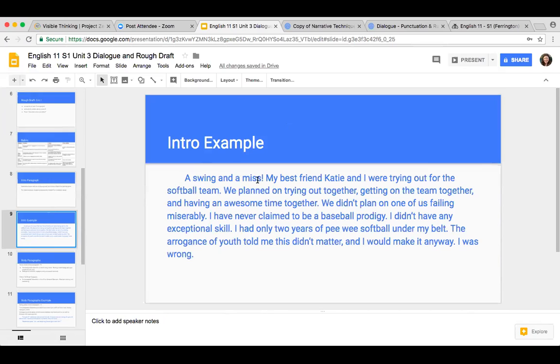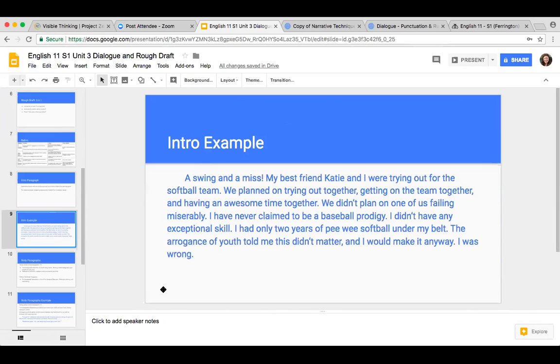A swing and a miss. My best friend Katie and I were trying out for the softball team. We planned on trying out together, getting on the team together, and having an awesome time together. We didn't plan on one of us failing miserably. I've never claimed to be a baseball prodigy. I didn't have any exceptional skill. I had only 2 years of Pee Wee softball under my belt. The arrogance of youth told me this didn't matter and I would make it anyway.